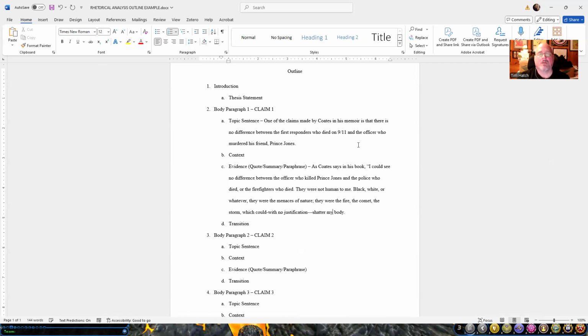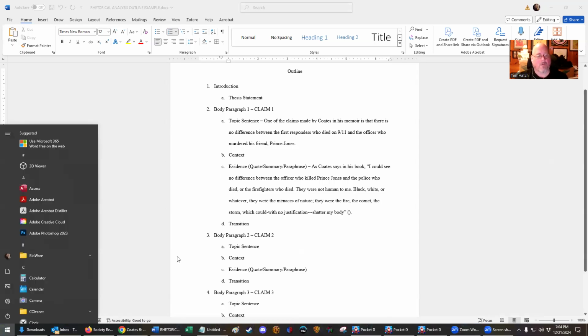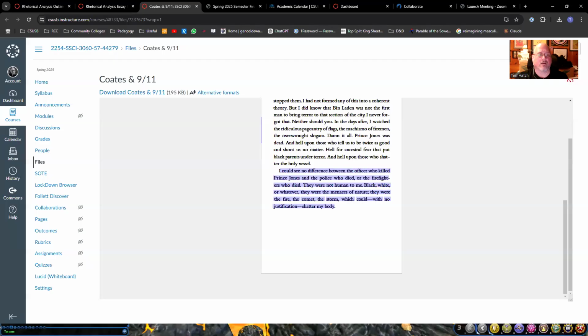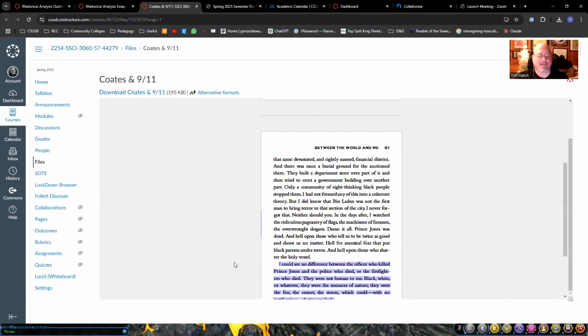All right. So I'm going to put the end quote right there before the period. And I'm going to put the citation in here because we always have to cite. I don't care if you're quoting, I don't care if you are paraphrasing or summarizing, you always have to cite. So this is from page 87.